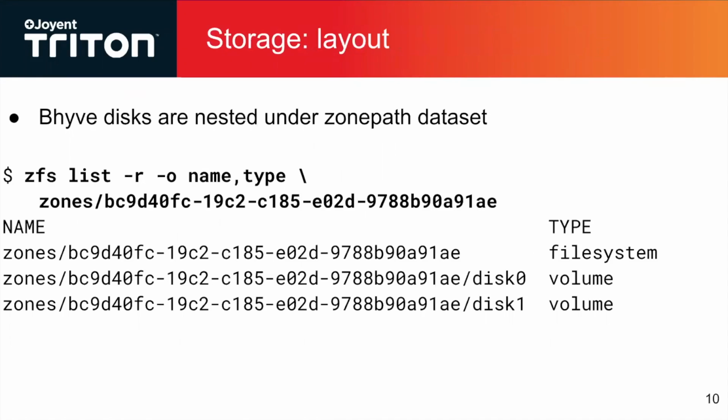Another thing that's different with Bhyve is the storage layout. In KVM, the VM's disks were not nested underneath the zone path dataset. With Bhyve they are. That caused a few problems with KVM and wound up having a few Jira tickets filed for it.